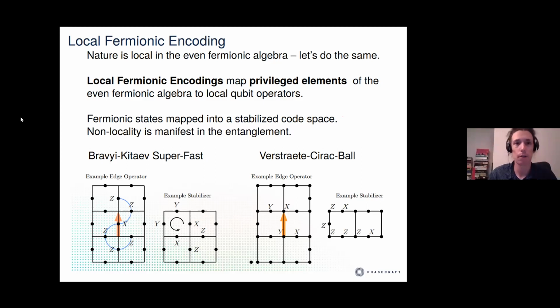Two examples of local fermionic encodings include the Bravyi-Kitaev superfast encoding and the Verstraete-Cirac encoding. And here you can see examples of edge operators. The privileged elements of the even fermionic algebra are the edges and vertices of these graphs, these square lattices. And the edge operator for the Bravyi-Kitaev version looks like this weight 6 operator here. And it has a stabilizer, right? Like I said, these states are mapped into stabilized code spaces. And this stabilizer looks like this weight 6 operator here. Similarly, for the Verstraete-Cirac, you have a weight 4 edge operator. And you have a sort of stabilizer that looks like a long Jordan-Wigner string.